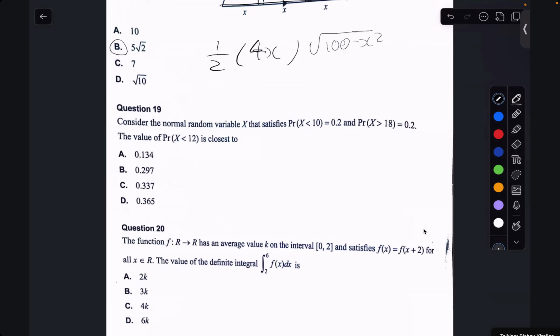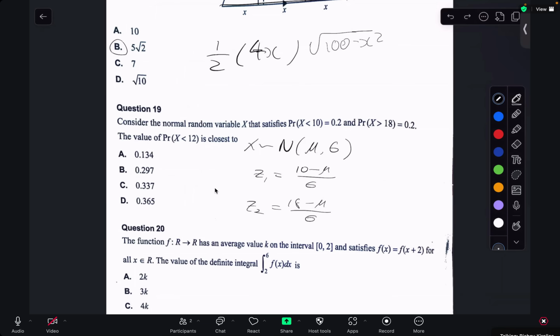Consider the normal random variable that satisfies that. So we don't know the mean. It's normally distributed with a mean and standard deviation we don't know, but we've got 2 values to solve for them. So we've got z1 is equal to 10 minus the mean over the standard deviation, and z2 is 18 minus the mean over the standard deviation. So what we can do is figure out these standard normal values and then solve simultaneously.